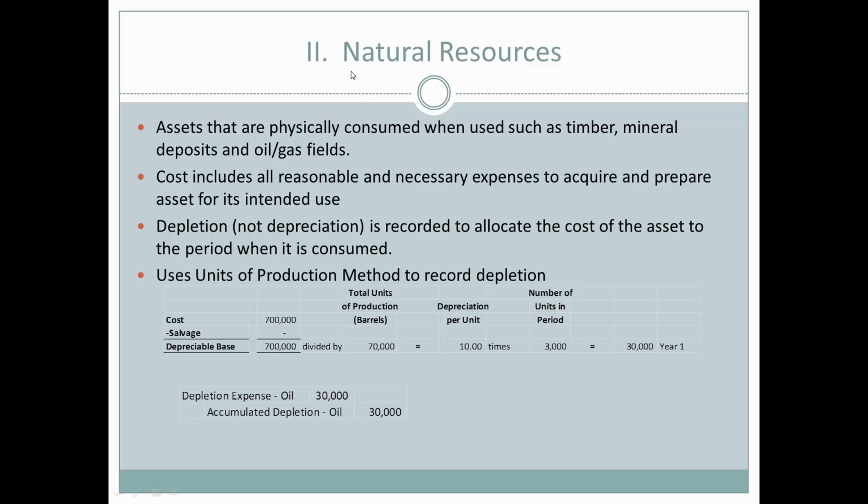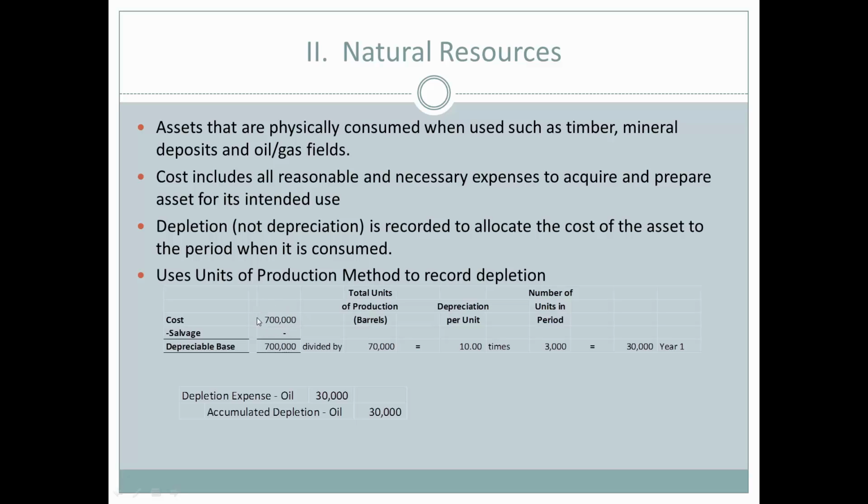Natural resources. This is our second type of assets. These are assets that are physically consumed when used, such as timber, mineral deposits, and oil and gas fields. The cost includes all necessary and reasonable expenses to acquire and prepare the asset for its intended use. We are going to record depletion, not depreciation, to allocate the cost to the period when it's consumed, and we will use the unit of production method to record depreciation.